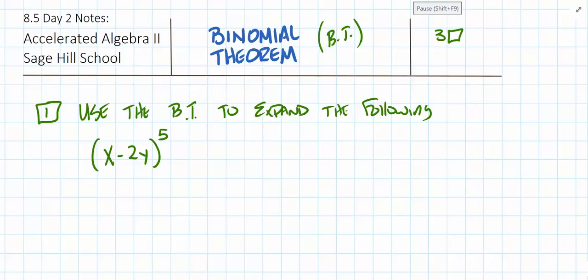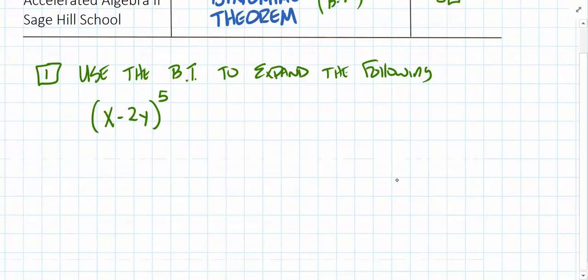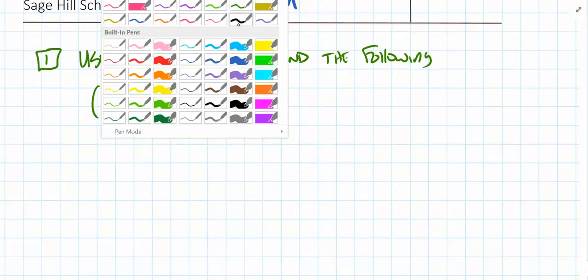All right, so yesterday we talked about how to expand using the binomial theorem, right? So the first thing I want to ask of you today is, how many terms will there be in this expansion of this binomial? 6. There will be 6 terms, exactly. How do you know that, Bobby? Because it's an exponent plus 1. It's always the exponent plus 1.